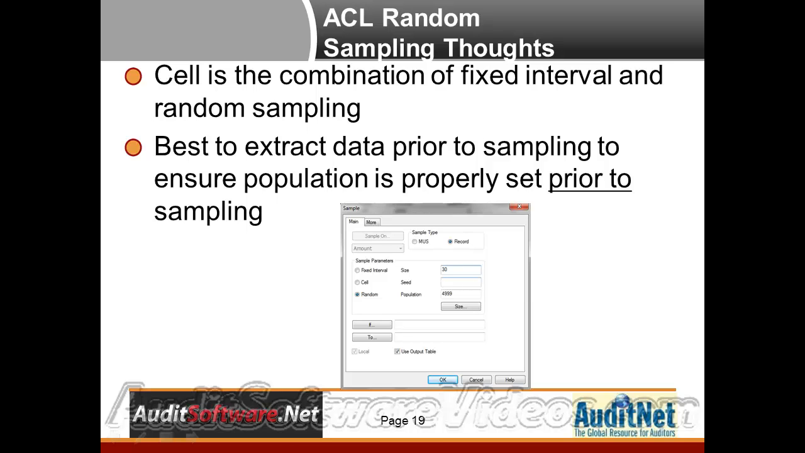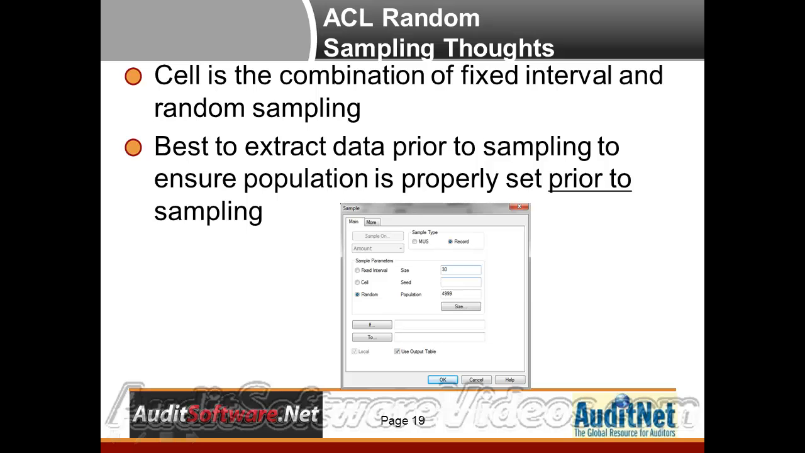So just some quick thoughts on the ACL side of it before we jump into ACL and give you some actual exposure to ACL as a product from a record sampling point of view. The cell, again, is the combination of the fixed interval and random sampling. Fixed interval every 100, random, again, just random of everything. Cell is kind of the mixture of both, which I like a little bit better, but you decide what you'd like to do. Best to extract the data prior to sampling to ensure the population is properly set.